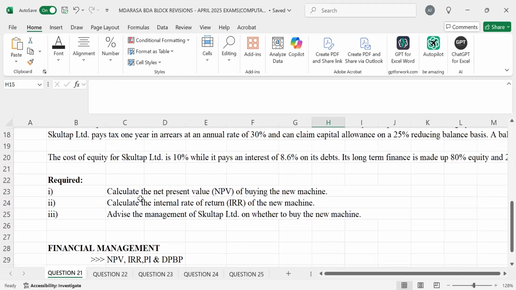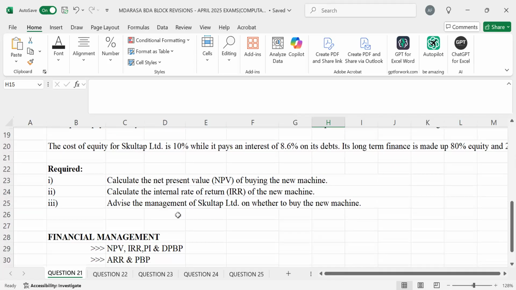Required: calculate the net present value of buying the new machine. Calculate the internal rate of return of the new machine. Advise the management of xCELL on whether to buy the new machine.